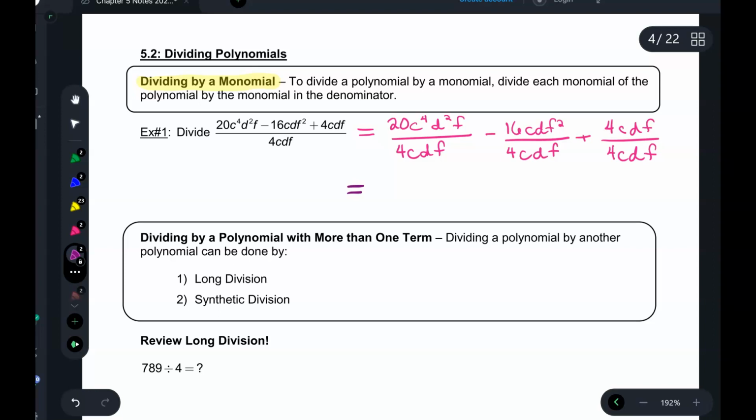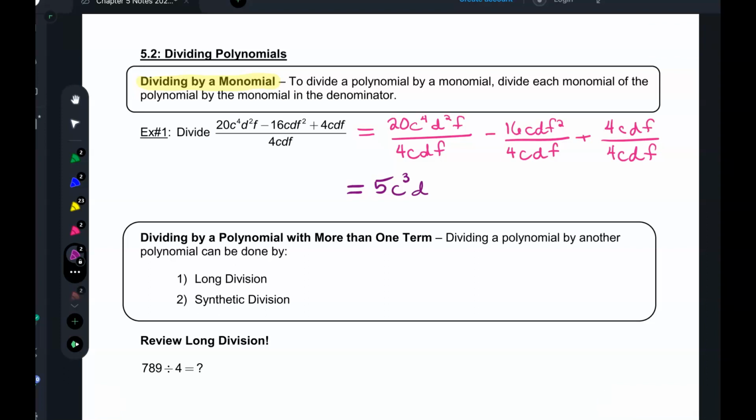All right. So when we divide, we're going to divide the coefficients, but then when we look at the exponents, we're going to subtract them. So 20 divided by 4 is 5. C to the fourth minus a power of 1, so c to the third. D squared over d is just d. And that's it, right? Because the f's are just basically going to cancel, right?